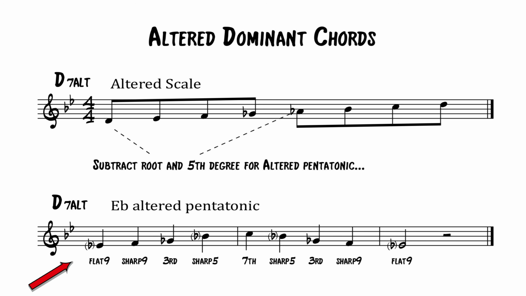And lastly, if we take a look at the altered scale, we can extract the altered pentatonic from it and play it over any form of altered dominant 7th chord. It gives us flat 9, sharp 9, the 3rd, sharp 5, and the 7th. So we get the functional notes, the 3rd and the 7th, and some very colorful extensions as well.